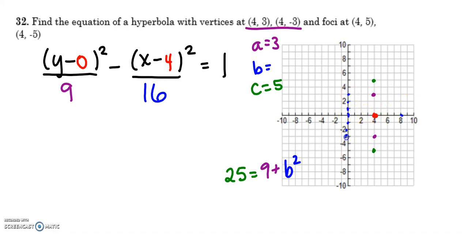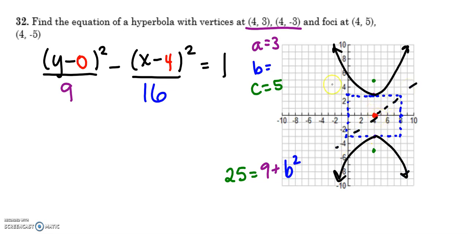This creates the nice box for my hyperbola. And then my hyperbola is going to go like this, curl around those foci with my nice asymptotes going through that red point like that.